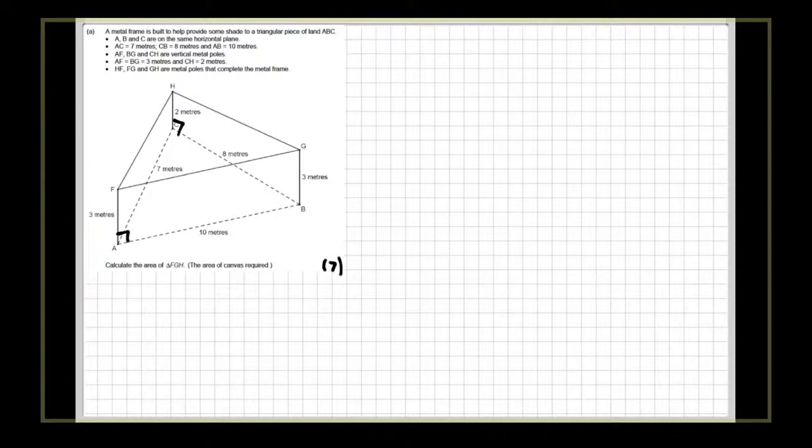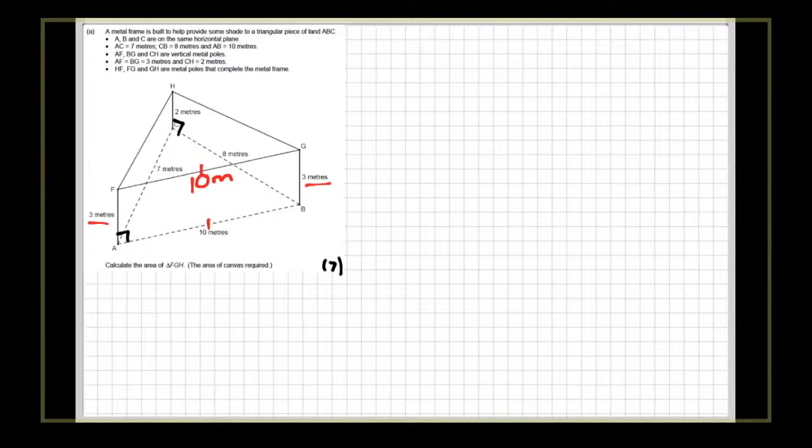Now, before we actually look at the question, I just first of all want to look at what is implied in this question. The one thing that is implied is that FG is also 10 meters. It's the same as that one. The reason for this is because both AF and BG are the same height.